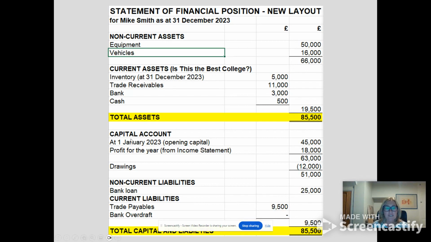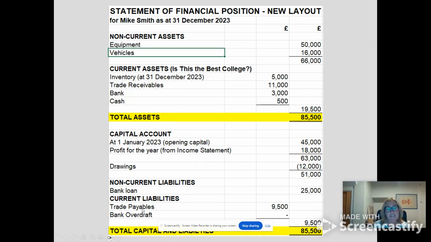So his capital is down here. We've got 45,000 at the start of the year. We're adding the income statement figure, the profit there for the year of 18,000, deducting the drawings of 12,000. So the value of Mike's capital account, his investment in the business, is 51,000 at the end of the year. Then we're adding non-current liabilities on. We've got a bank loan, just one non-current liability, bank loan of 25,000.